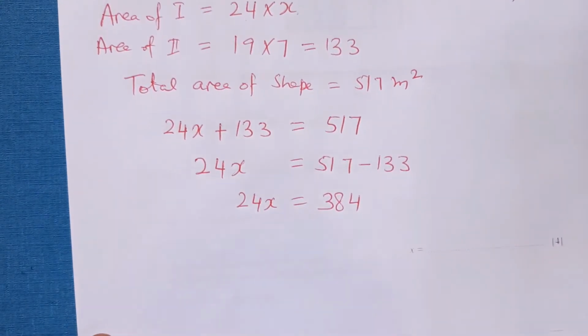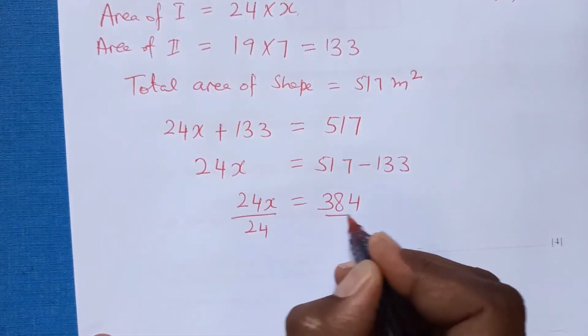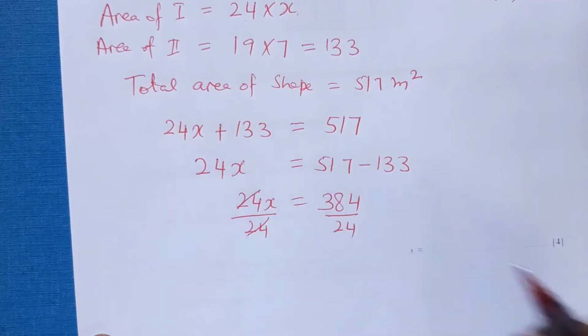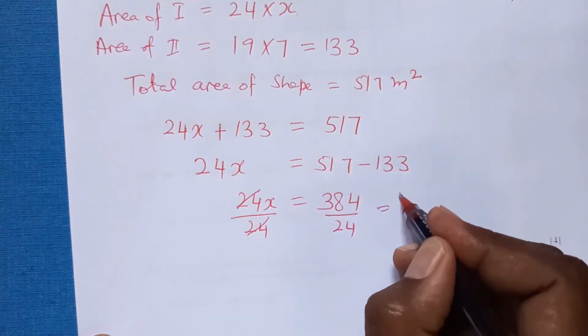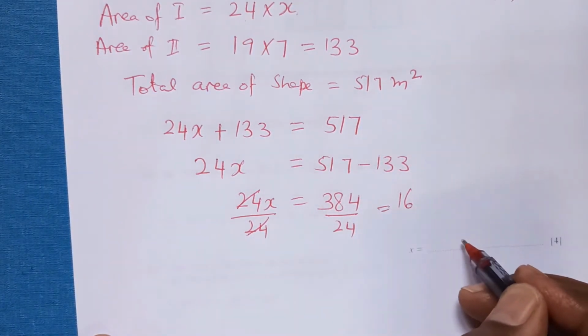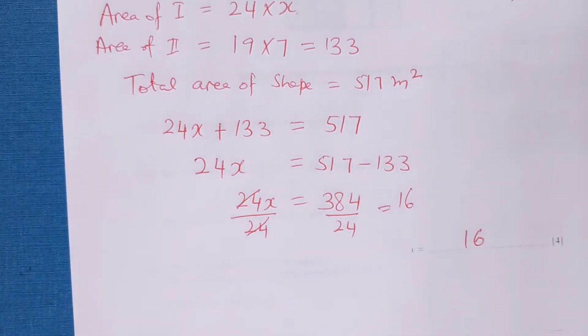24x, divide by 24, divide by 24. This and this is gone. So this is equal to 16. So our final answer, value of x is 16.